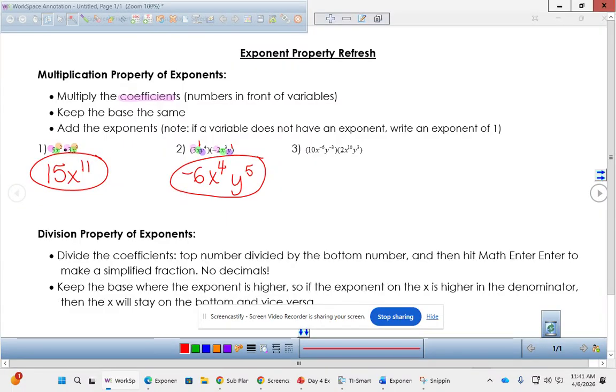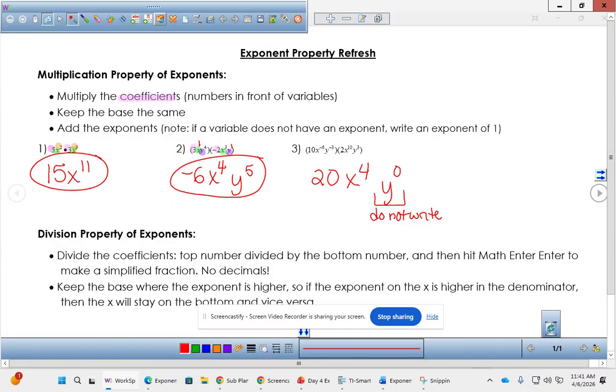All right, last one. I'm going to multiply the numbers in front. 10 times 2 is 20. I'm going to keep the x the same, and I'm going to add the x exponents together. -6 plus 10 is 4. And then I'm going to add the y exponents together. -3 plus 3 is 0. Y to the 0 means that you don't have any y's. So I'm not going to write y at all. My final answer for this one is going to be 20x to the 4th. I'm not including the y to the 0 in that answer.